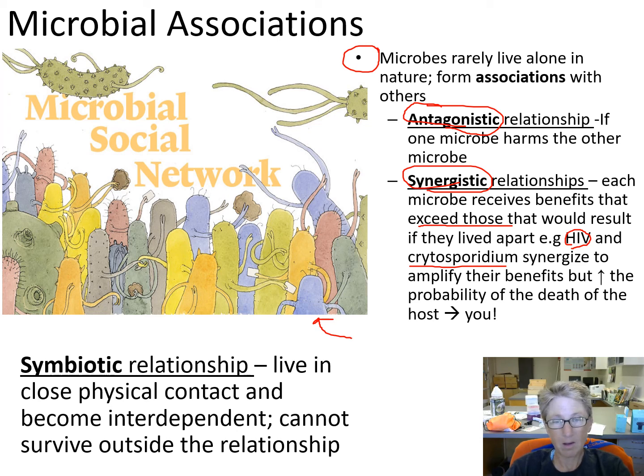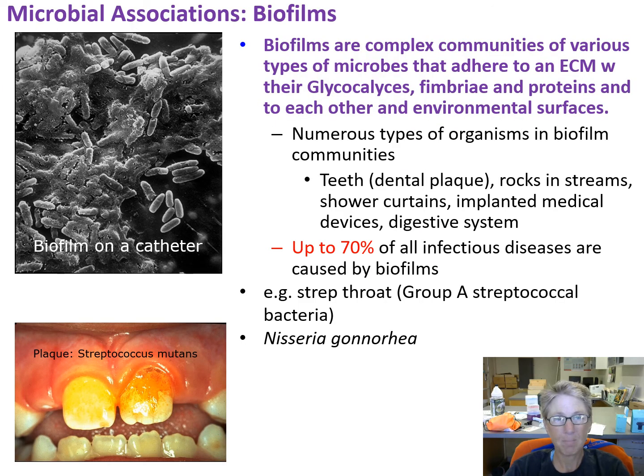And so that's an antagonistic relationship, a synergistic relationship, a symbiotic relationship. You live in close contact with each other. You become interdependent, and you can't survive outside the relationship. It's probably not healthy. Microbial associations include biofilms. I've talked a little bit about those. Here's biofilm. This looks like it's a scanning electron micrograph of biofilm on a catheter. Here's Streptococcus mutans biofilm on teeth.